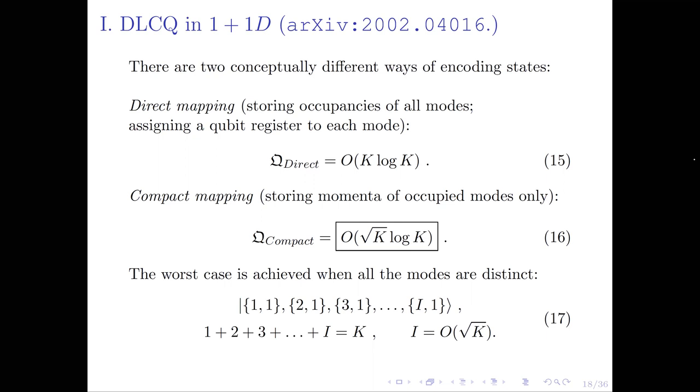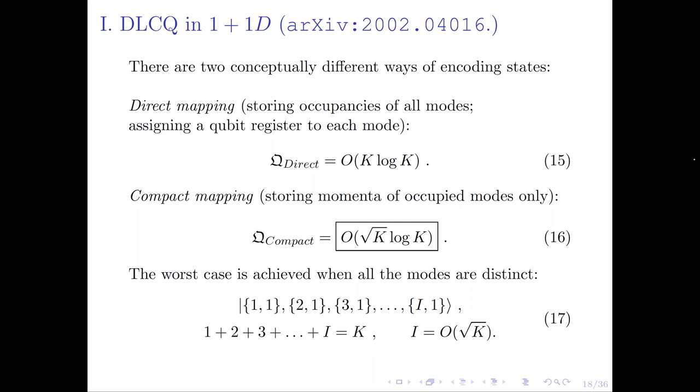So the idea in this case is, instead of storing occupancies, to store the quantum numbers, which in this case are simply momenta, of only occupied modes. And let's count how many qubits you need in this case. Let's consider the worst case scenario. Let's consider a Fock state in which all the modes are distinct. So in equation 17, you have one fermion of momentum one, one fermion of momentum two, one fermion of momentum three, and so on, up to some capital I, the largest momentum. And all of these momenta should sum up to K, the total harmonic resolution.